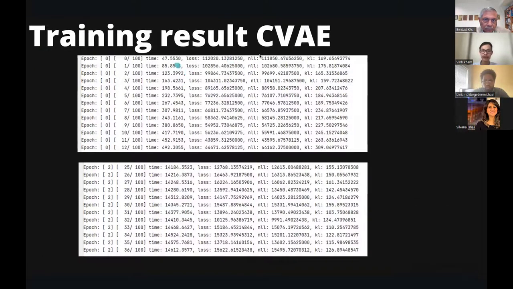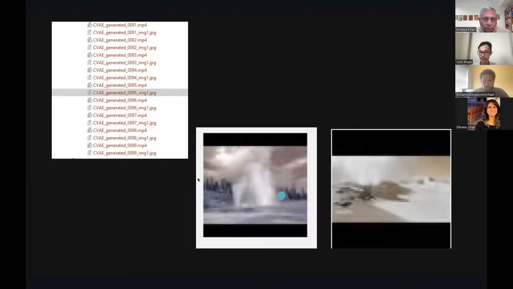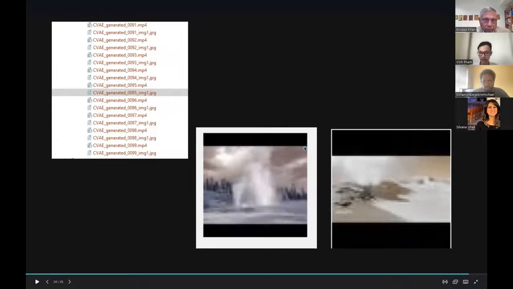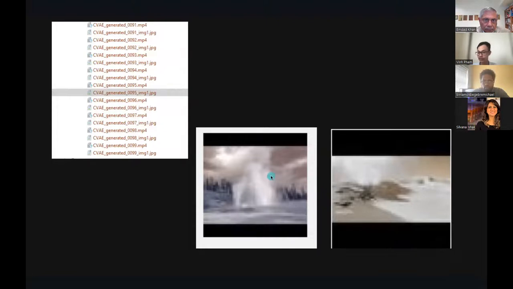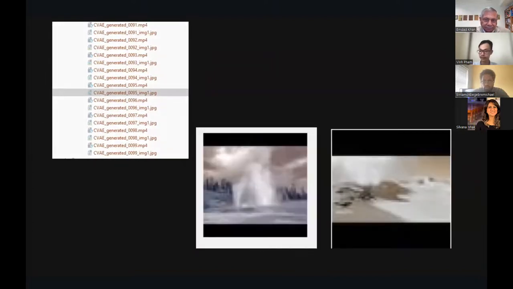And this is the result of using the CVAE technique. For this one, the loss function, you can see it's not stable as well. Sometimes it's in three, and the three. And we cannot see clear images because we don't have enough video to train on. It's just blurred out because it cannot write the correct pixels.